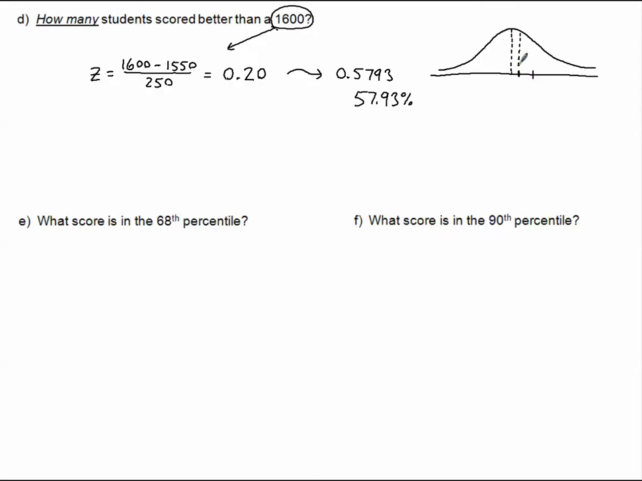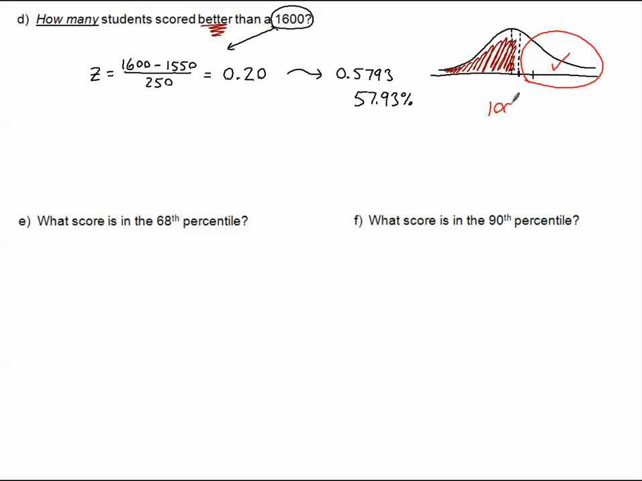What that's saying is that we have scored better than 57.93%. This is all the people that we've beaten, basically, on this test. But what's this question asking? How many students scored better than 1600? So we're not talking about that 56%, or excuse me, 57%. We're talking about the rest. These are the people that did better. So how do we figure that out?